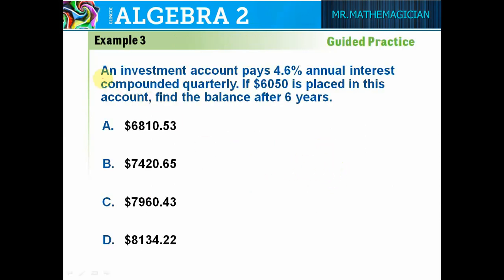Now, an investment account pays 4.6% annual interest compounded quarterly. If $6,050 is placed in this account, find the balance after 6 years. Let's summarize the information. So the rate is 4.6%, means 0.046. And if 6050 is placed, the principal P is 6050. Find the balance after 6 years, and the T is 6. Interest compounded quarterly, so the N is 4.